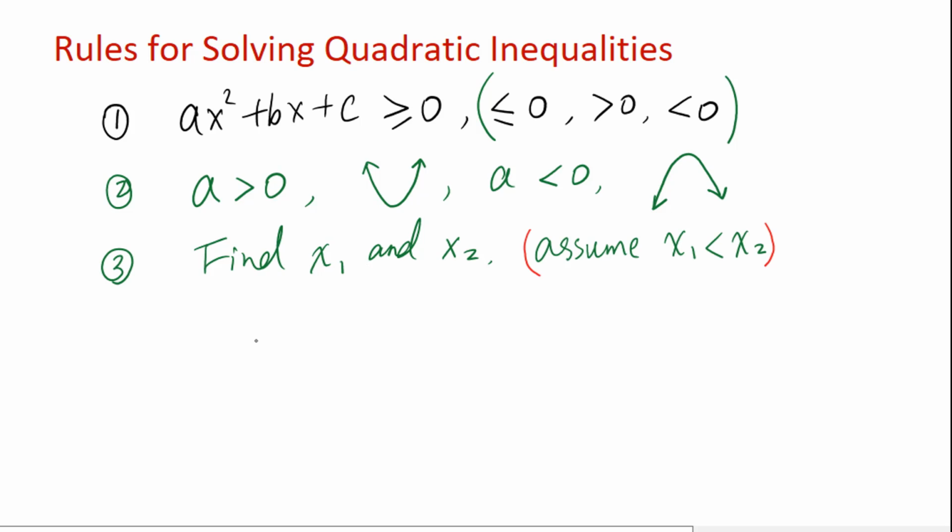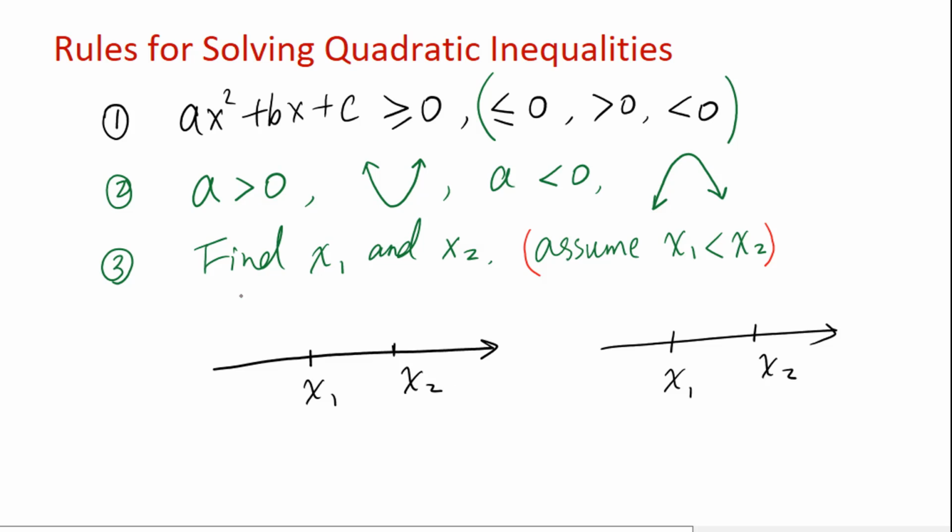After you find the roots, we need to draw the x-axis. This is your x1, here is your x2. When a is greater than 0, we sketch the graph like this. If a is less than 0, we sketch the graph like this.